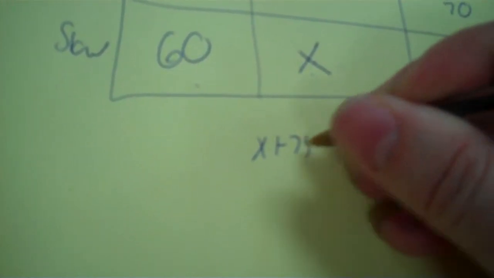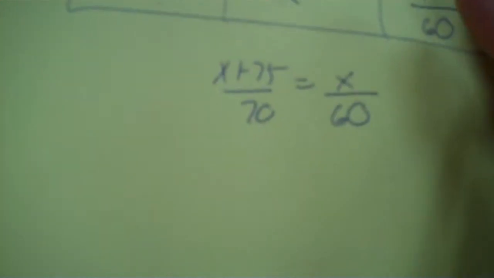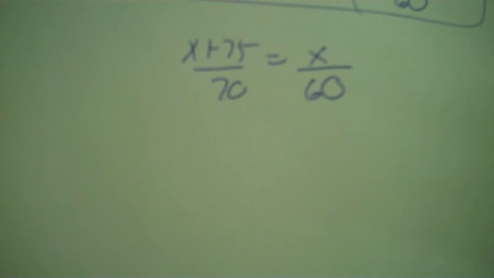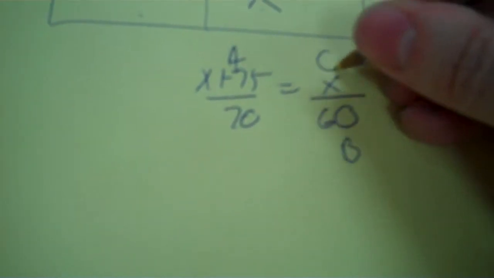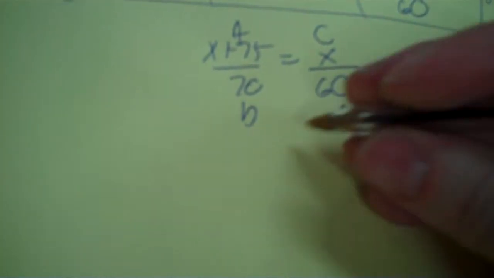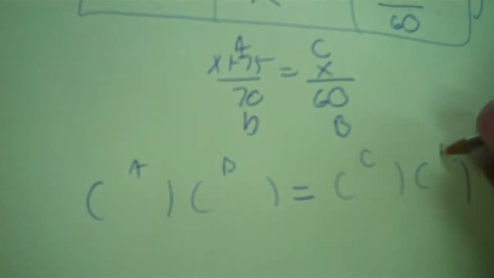So line those up into an equation. X plus 75 over 70 equals X over 60. You can't cross multiply and divide. You've got to use A, B, C, D. And it's not A, B, it's A, B, C, D. Okay? Then you can set up your parentheses: A times B, C times D.